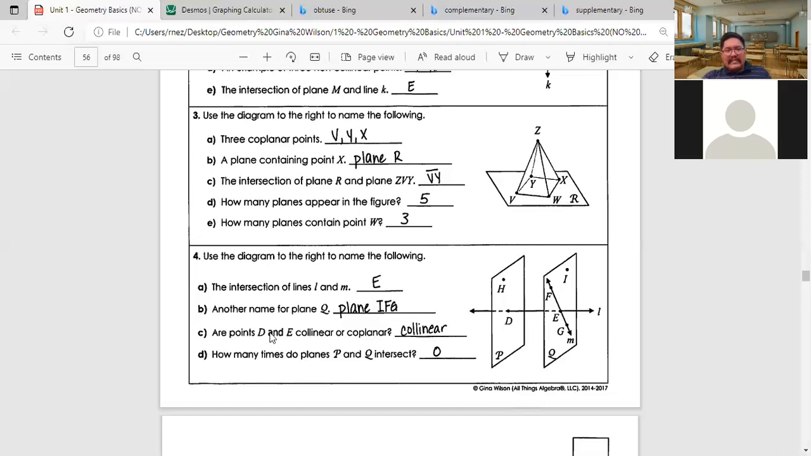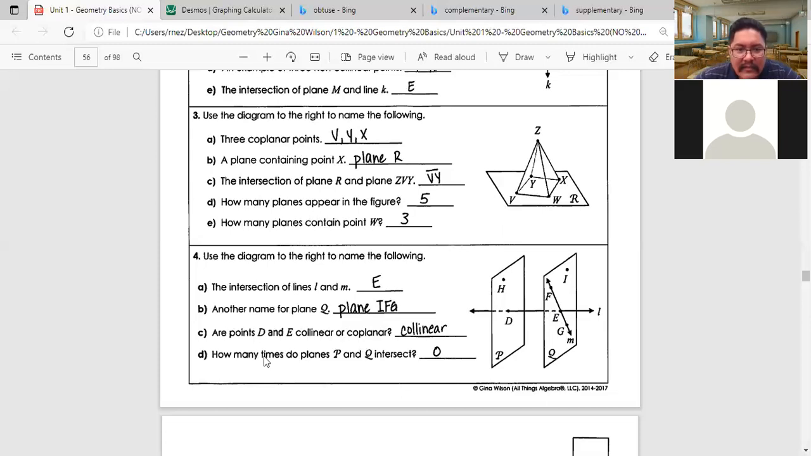Now, are points D and E collinear or coplanar? So let's go ahead and look at D and E. If we look at them, they're not on the same plane. It's like if I had a dot on one whiteboard and another dot named E on the other whiteboard, they're not going to be on the same plane. But they are on this line L, so D and E are on the line L, and that would be collinear.